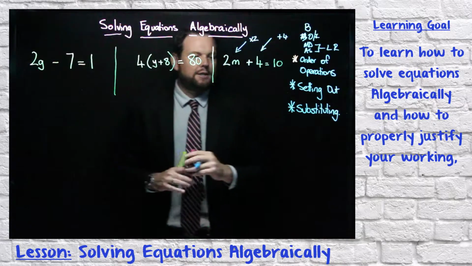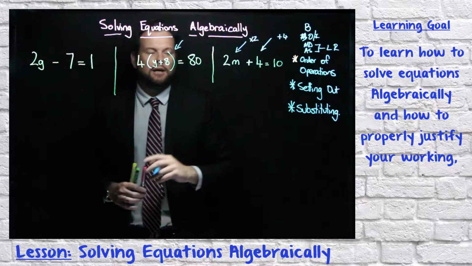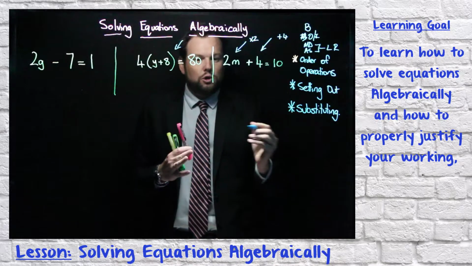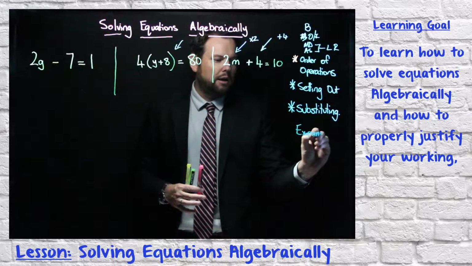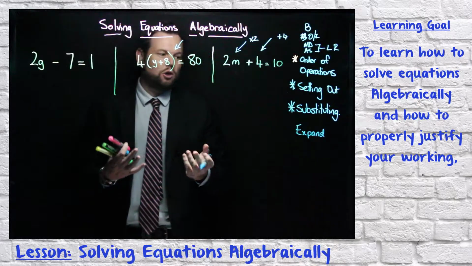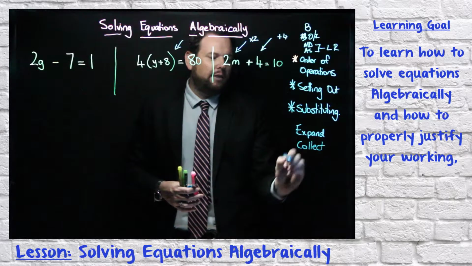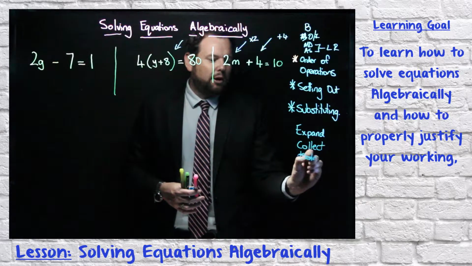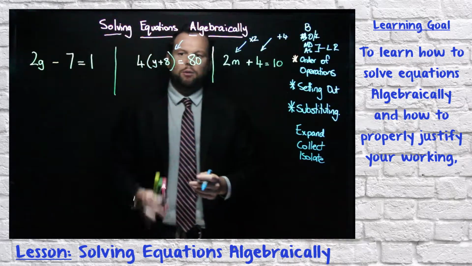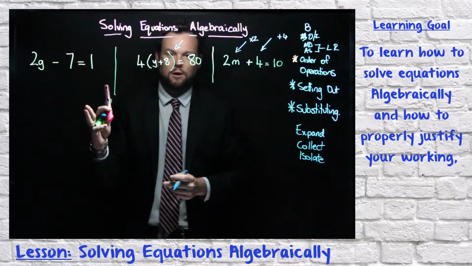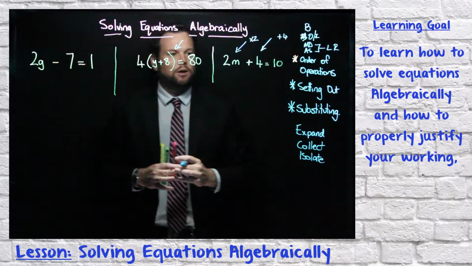And when we solve things algebraically, if we look at this question here, if it's got brackets in it, what we want to do is expand brackets. So we expand, and then we want to collect any like terms, if there's any collecting that needs to be done. And then we isolate. And when I say isolate, what I mean by that is we isolate the variable. We isolate the variable to one side of the equation, and then we have the value of that variable on the other side of the equation.